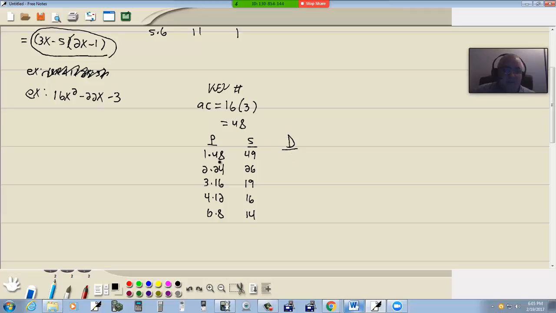Subtract them, the difference column. 48 minus 1 is 47. 24 minus 2 is 22. 16 minus 3 is 13. 12 minus 4 is 8. 8 minus 6 is 2.